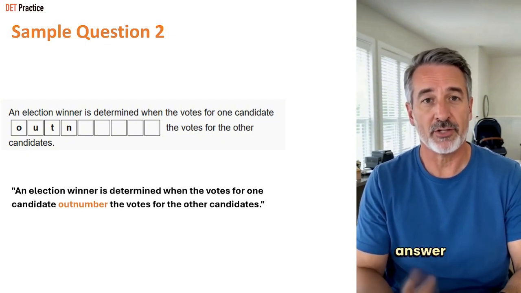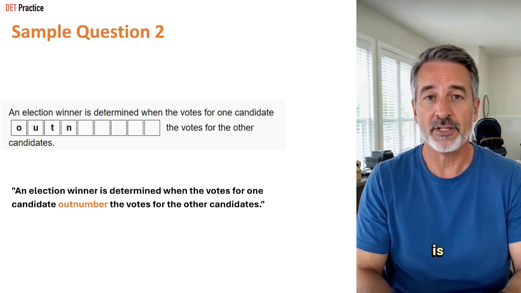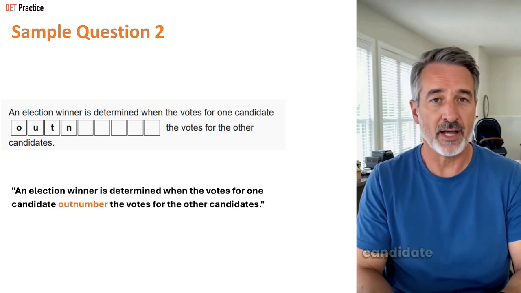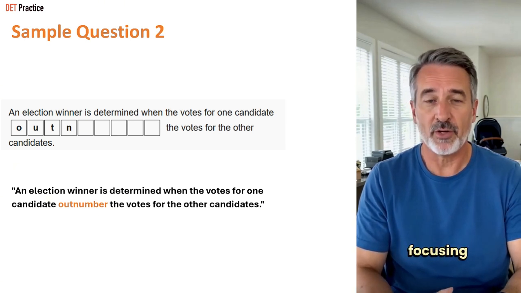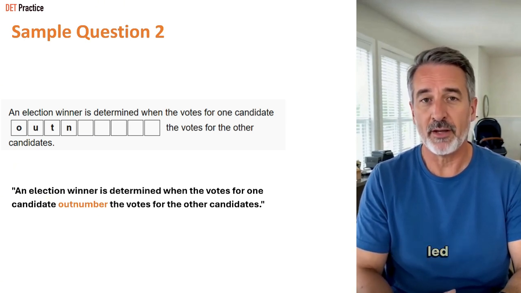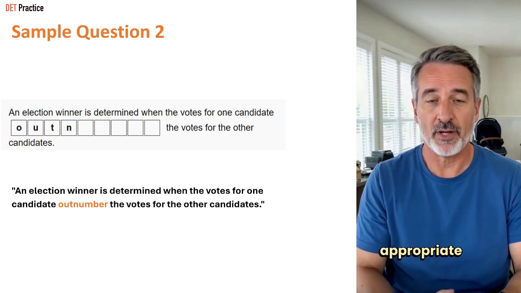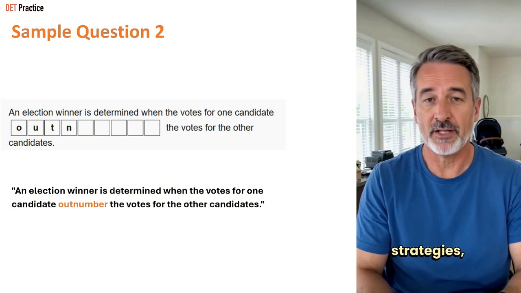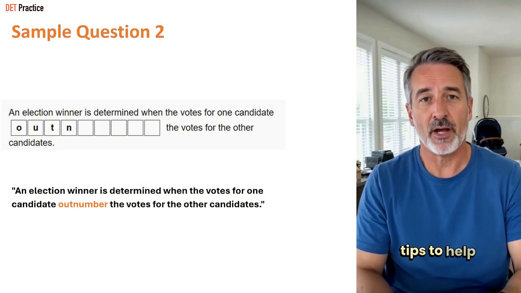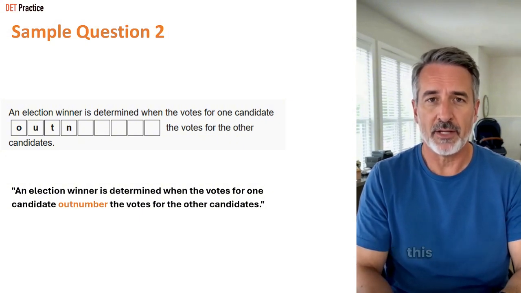So the complete answer is, an election winner is determined when the votes for one candidate outnumber the votes for the other candidates. Notice how focusing on the key content words led directly to the appropriate verb for this context. Beyond these specific strategies, let me share some additional tips to help you enhance your vocabulary for this task.